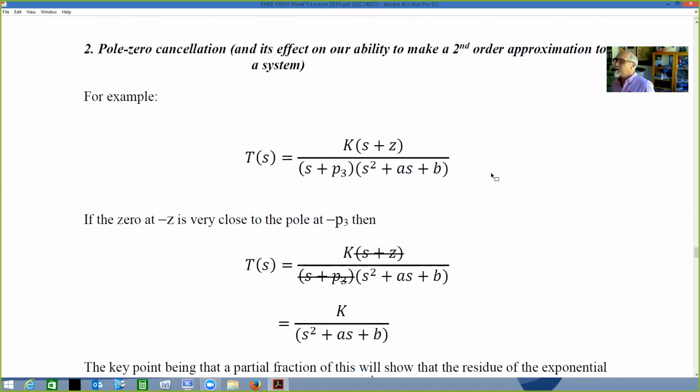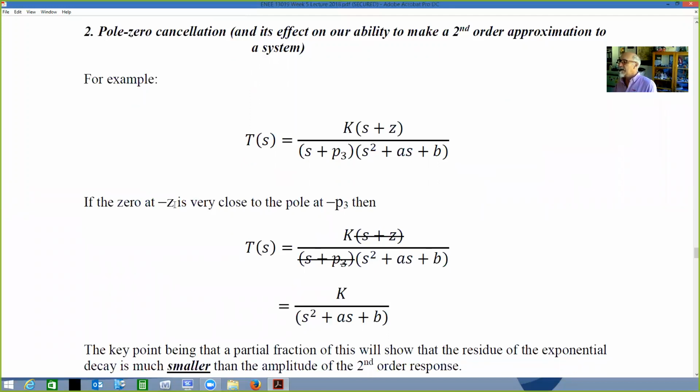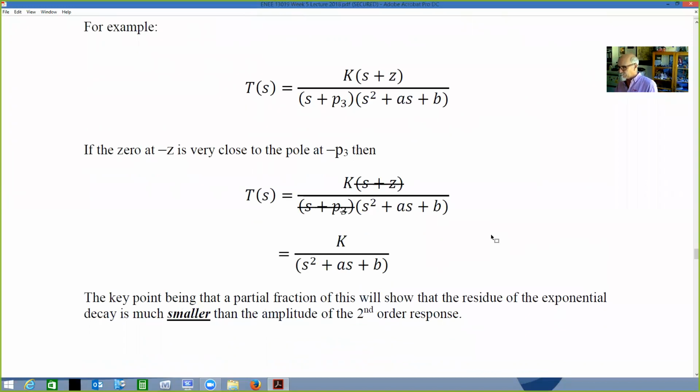Another method is pole-zero cancellation and its effect on the ability to make a second order approximation to a system. So here we have this particular transfer function. If the zero is located at negative z, and it is very close to the pole at negative 3p, remember, we look at the denominator to find our poles and the top line to find our zeros, and as you can see, we can pretty much cancel those out.